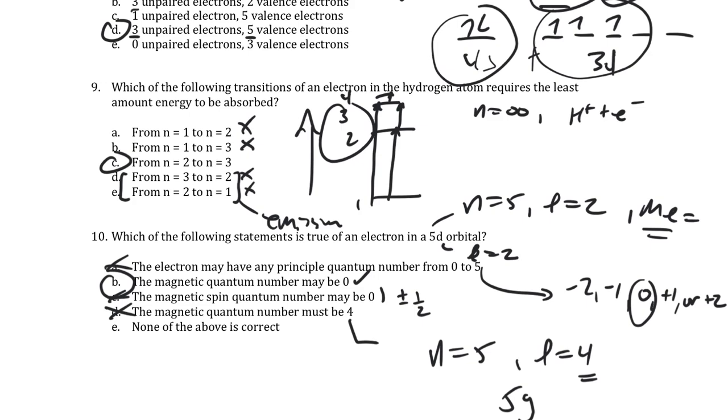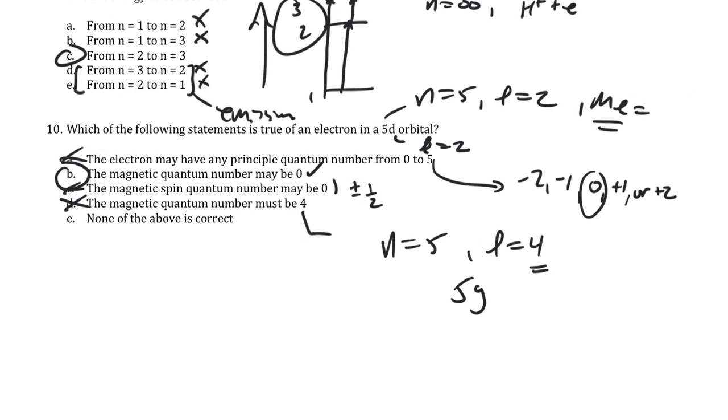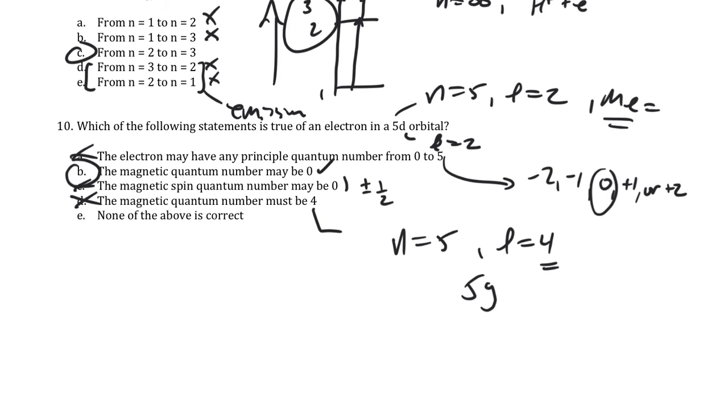I get the answer now. You were saying something about the 4. Oh, yeah. If the m sub L is going to be 4, then the L has to be at least 4. And if the L is 4 or greater, then the subshell would be g or greater, which is just not this subshell.